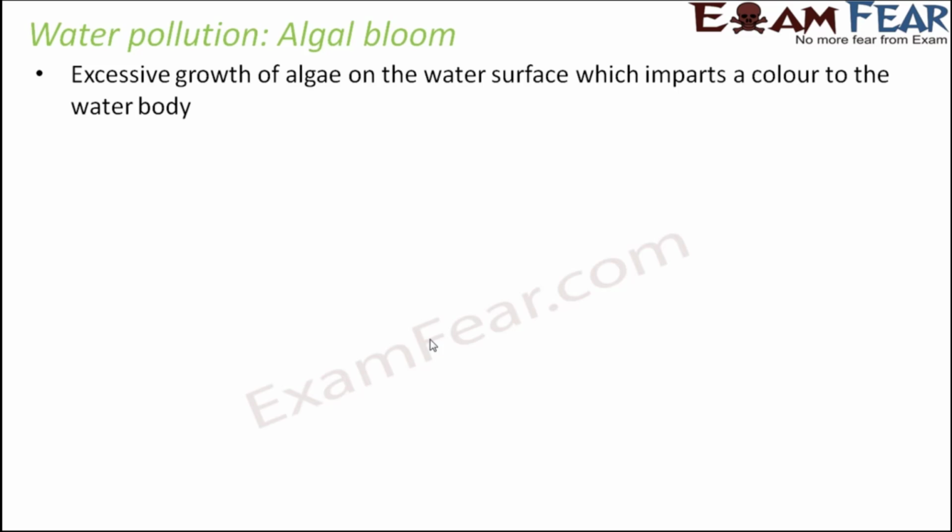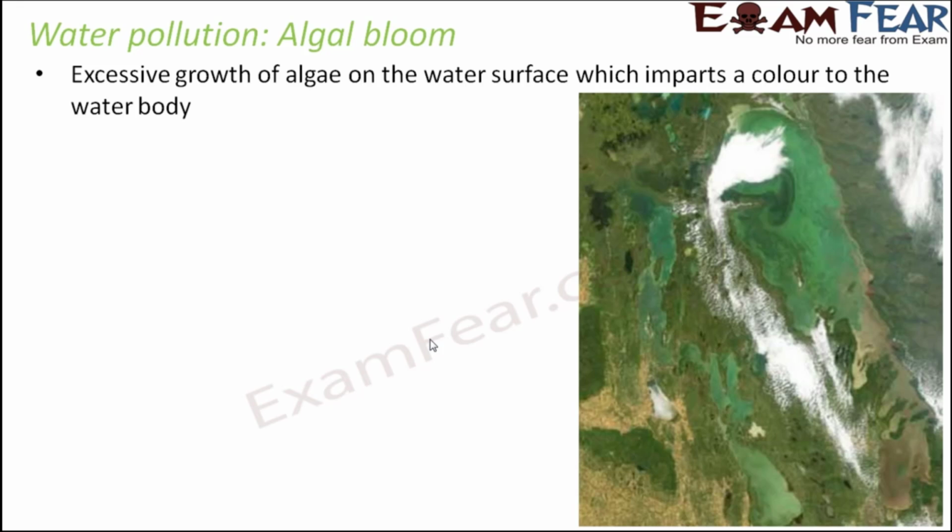Whenever you go around and see lakes and ponds, just see if you ever come across a lake which has a green carpet-like layer on its surface. So what is that green layer? That is nothing but algae, and that is excessive growth of algae. So algae has grown so much that it imparts a color to the water body. So the water is no more like the light blue original color of water. It imparts a green color to the water as well.